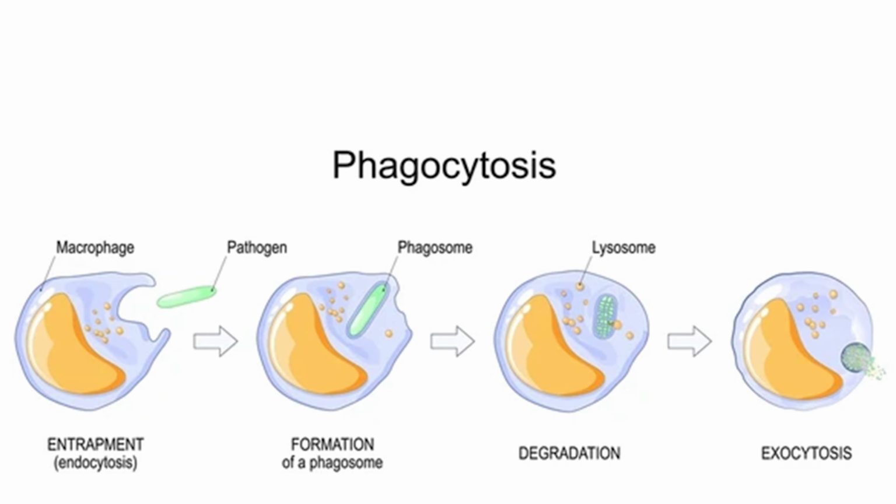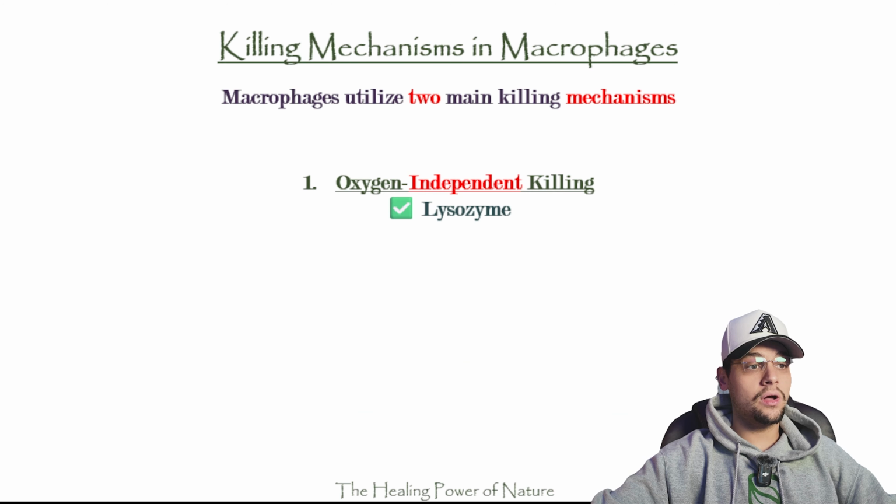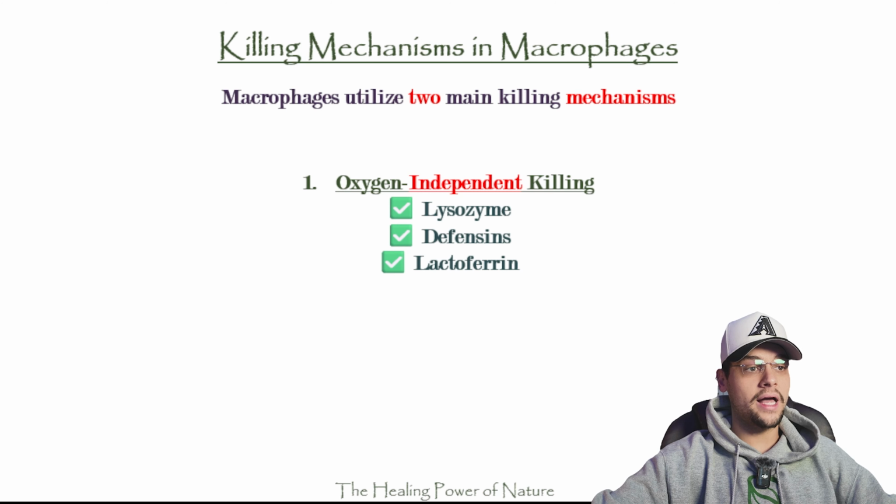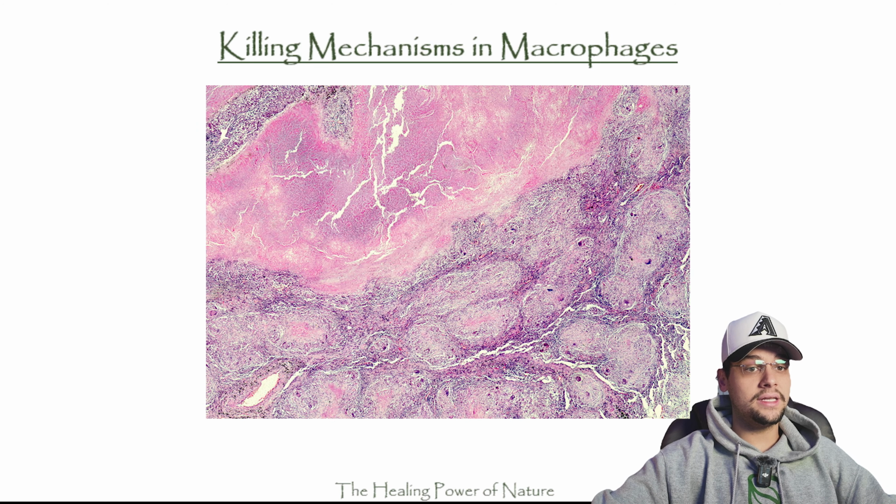These enzymes include lysozymes, which break down bacterial cell walls; defensins, which are small peptides that insert into microbial membranes and disrupt their integrity; and lastly lactoferrins, which bind iron, depriving microbes of their essential nutrients. These enzymes act independently of oxygen and help kill pathogens in the phagolysosome. An example is a patient with chronic granulomatous disease, CGD. Defects in the oxygen-dependent killing pathway lead to recurrent bacterial and fungal infections, but oxygen-independent mechanisms, like lysozyme, still function.